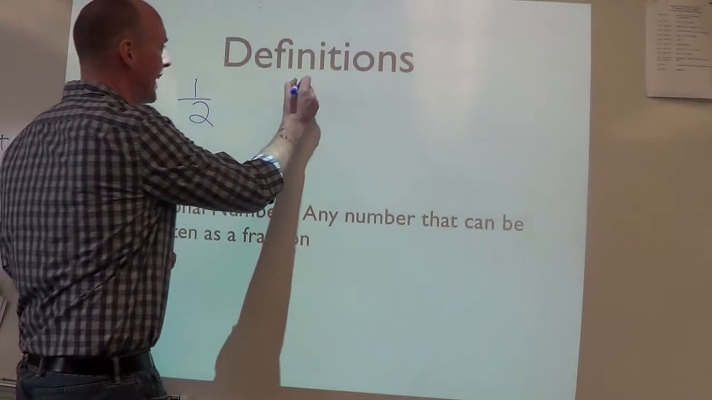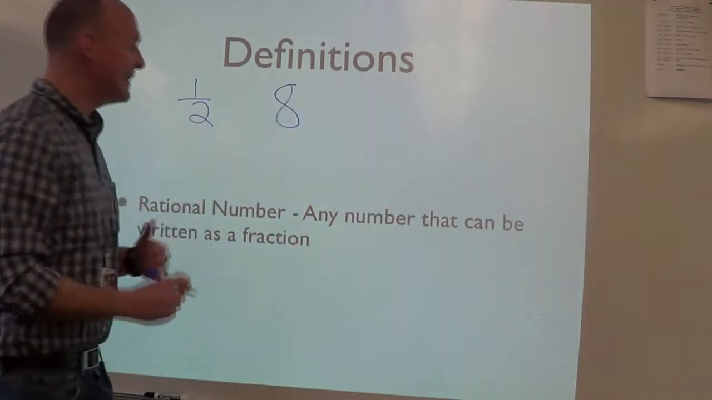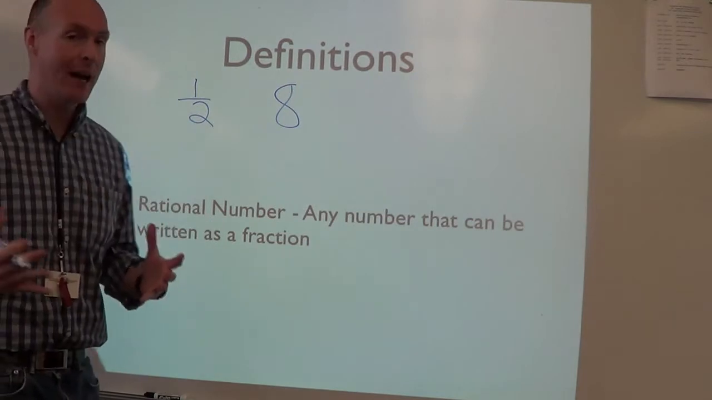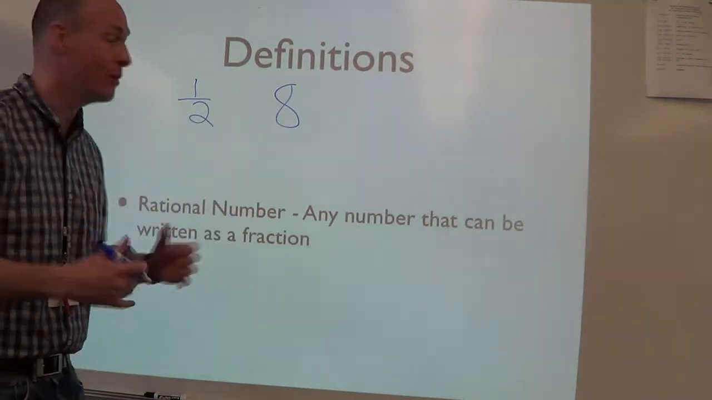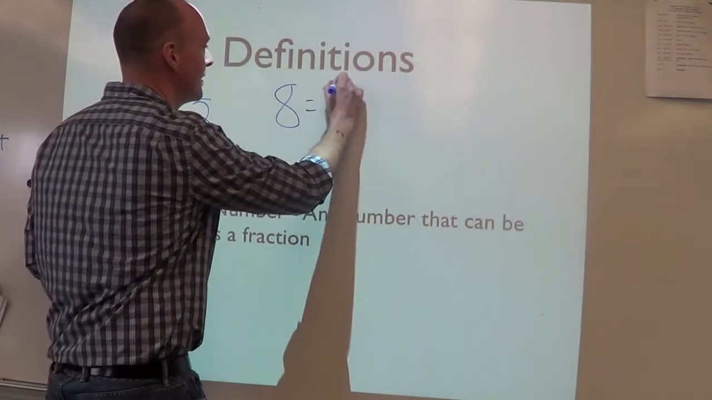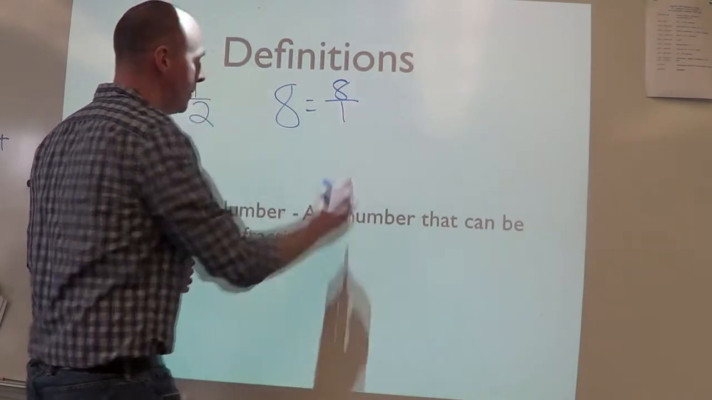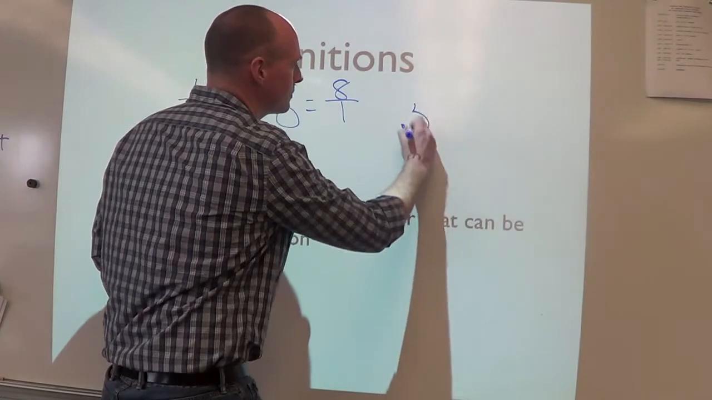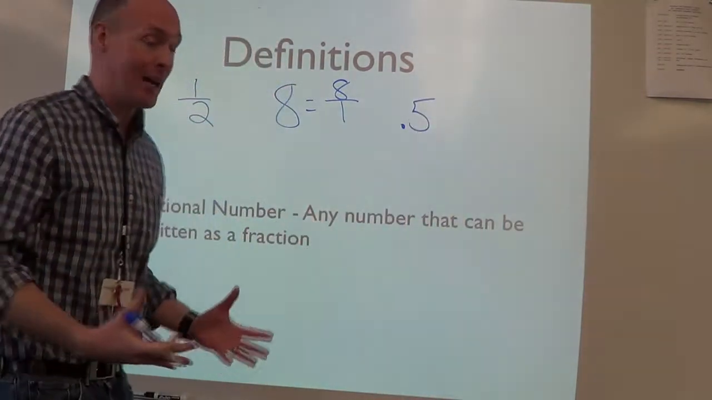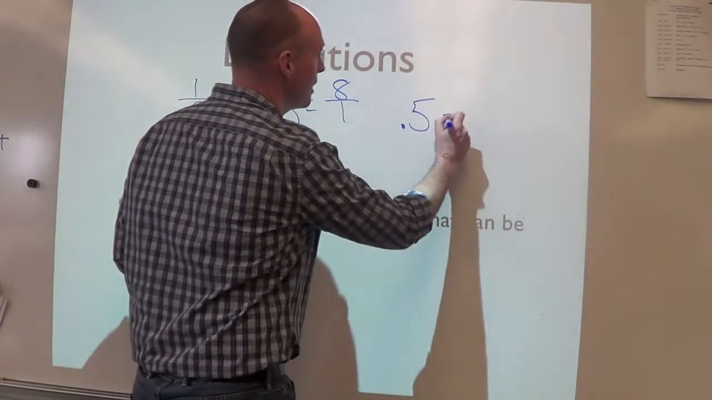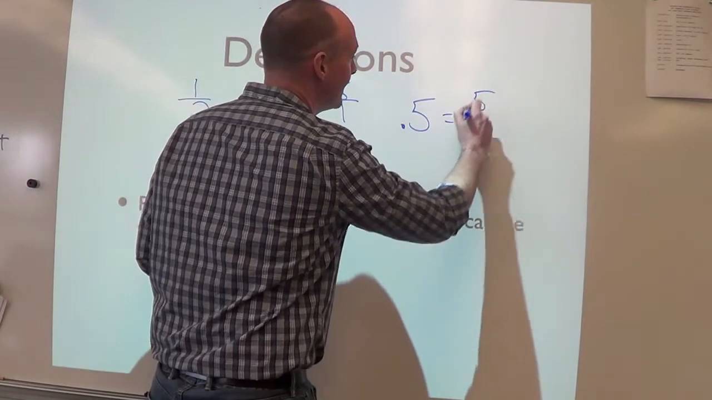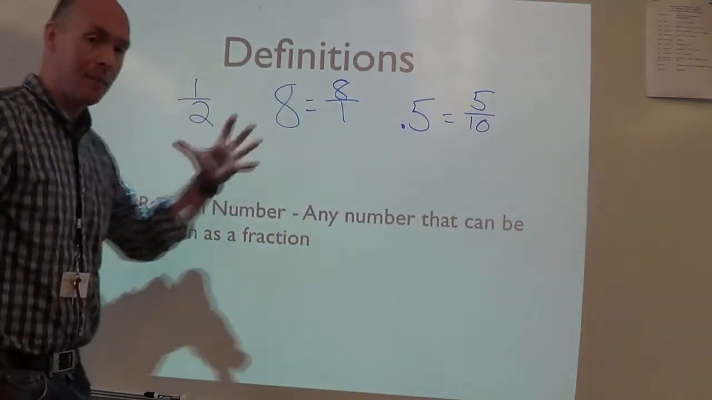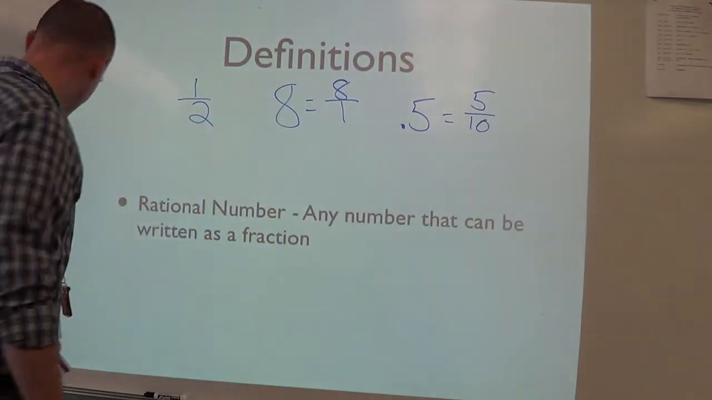Well, what about a number like 8? Is 8 a rational number? Well, can it be written as a fraction? If it can, then it's rational. And yes, because 8 is just equal to 8 over 1. What about a number like 5/10? Well, that's also a rational number. How do I know? Because it can be written as 5/10 as a fraction. So any number that can be written as a fraction is considered rational.